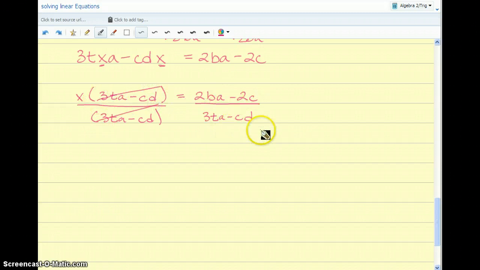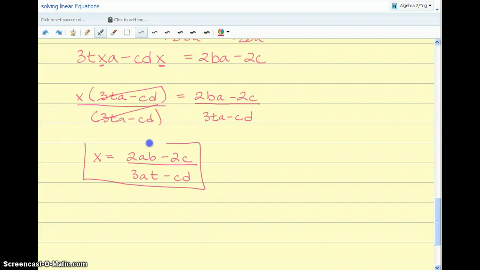Again, nothing over here can cancel out because it's not exactly the same. It only cancels out if it's exactly the same, with the same number, same letter, same sign. Since these have the same letter but not everything else is the same, you can't cancel out the a's. Likewise, you couldn't cancel out the c's. It has to be exactly the same on top and bottom. So x equals 2, and you can change it if you wanted, ba or ab, minus 2c over 3, if you want to put it in alphabetical order, at minus cd. Again, when you're multiplying, the order doesn't matter. But this is my final answer.